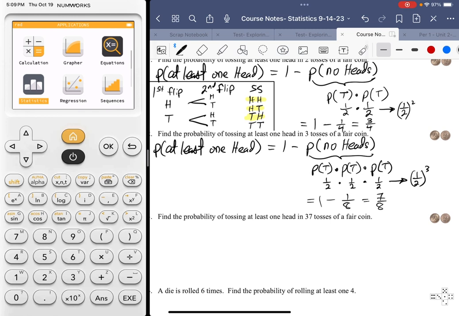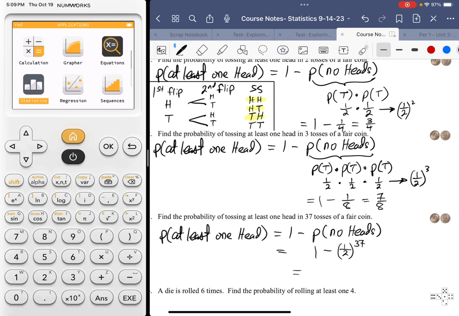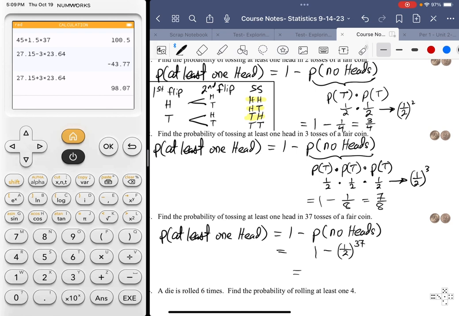But now we gained something from this process, because in the next question, 37 tosses of a fair coin, I can just jump right to, instead of probability of tails times probability of tails times probability of tails 37 times, I could just do 1/2 to the 37th power. 1 minus that. Just go to my NumWorks here.